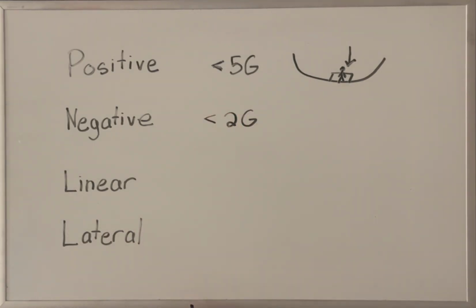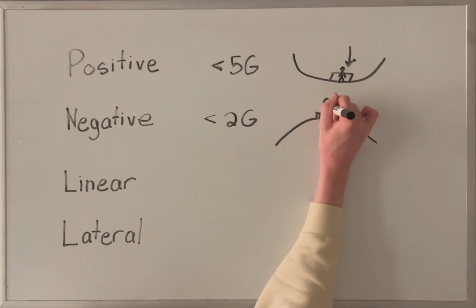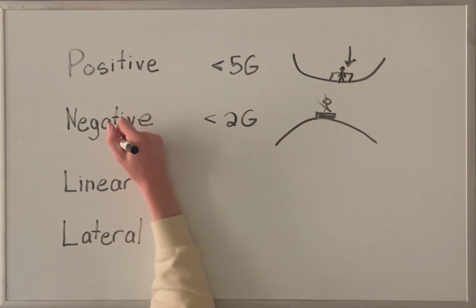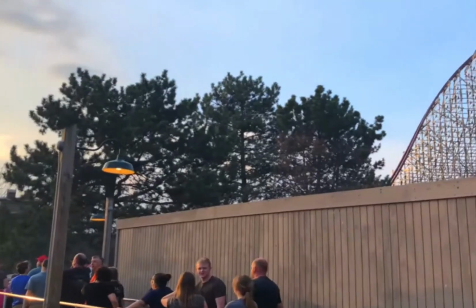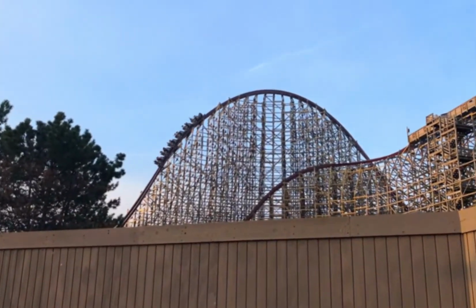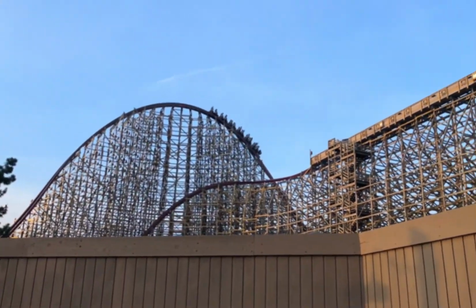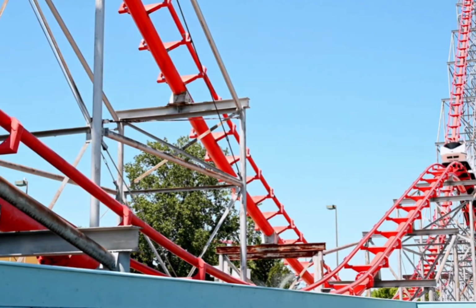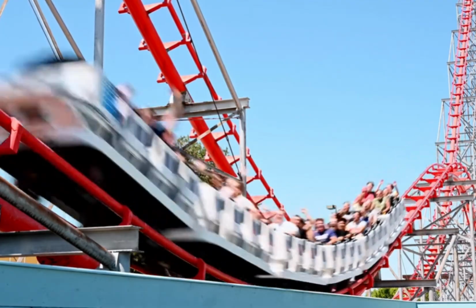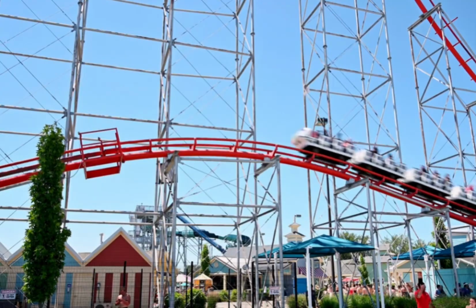Negative is a little bit more dangerous. It needs to be less than 2 Gs, and this is what airtime is. And a lot of roller coasters utilize airtime. So as you can see here, these people are going to feel a sense of weightlessness, not completely, but it's the airtime that you get flung out of your seat for, and you can literally see these people out of their seats on this.